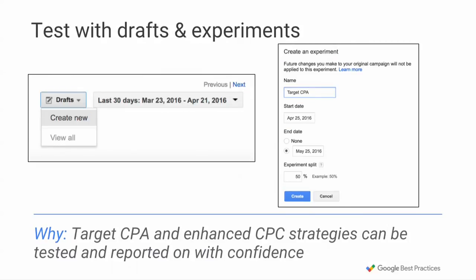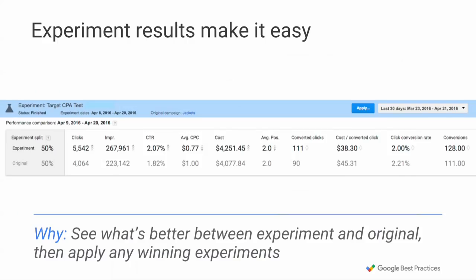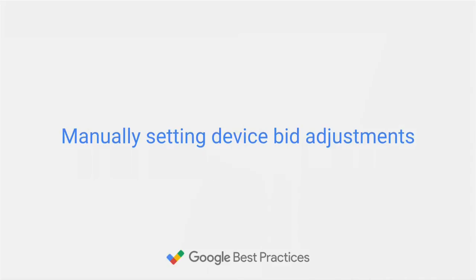And now with drafts and experiments, you can actually test AdWords Smart Bidding strategies side by side with your current method. And you can see the results side by side as well and really determine what is the best bidding methodology for your campaign. And so as you're thinking about device bid adjustments and how to optimize your bids most effectively, we highly encourage you to consider AdWords Smart Bidding. And with that, I'll hand it off to Leo, who will walk us through the best practices for manually setting your bids. Thank you, Sally.